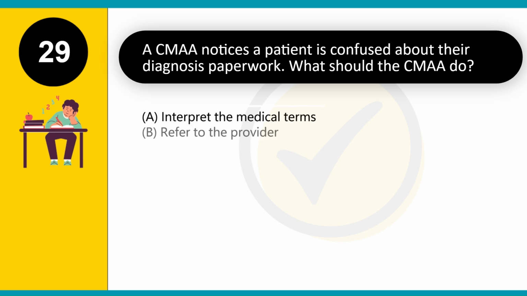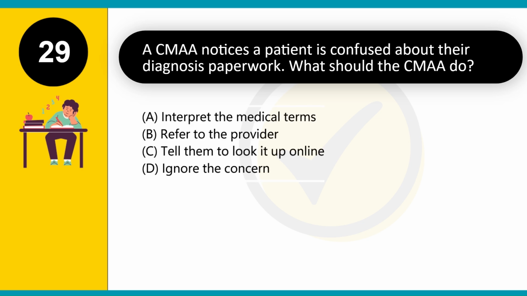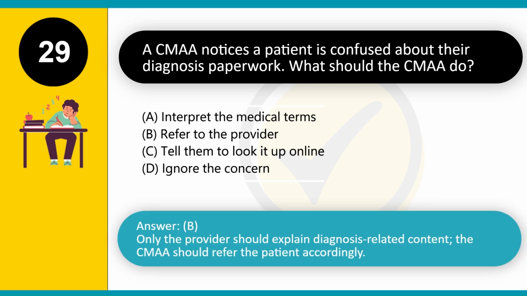A CMAA notices a patient is confused about their diagnosis paperwork. What should the CMAA do? A. Interpret the medical terms. B. Refer to the provider. C. Tell them to look it up online. D. Ignore the concern. Answer: B. Only the provider should explain diagnosis-related content. The CMAA should refer the patient accordingly.